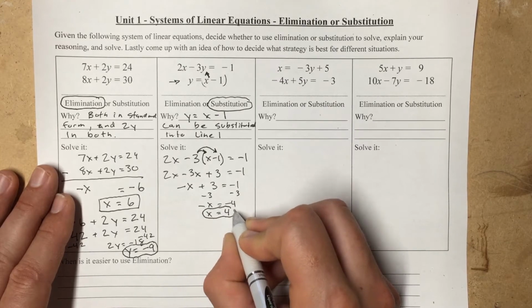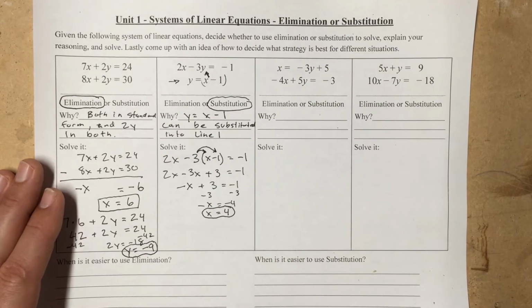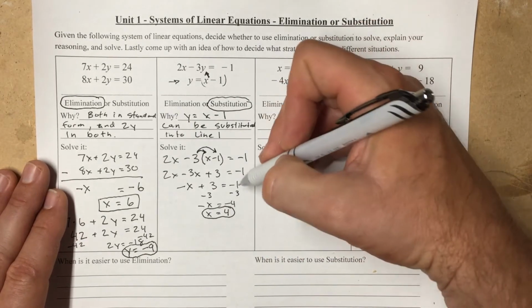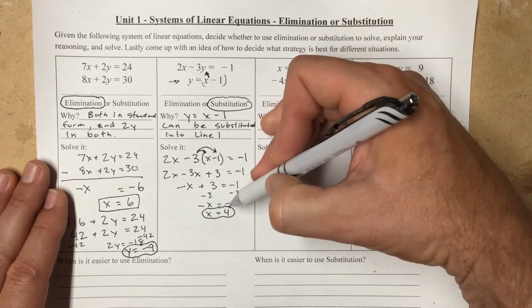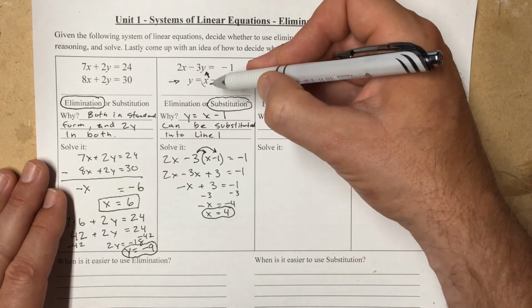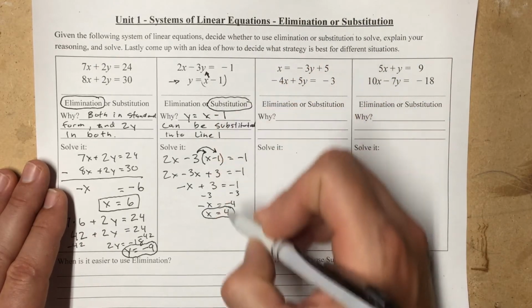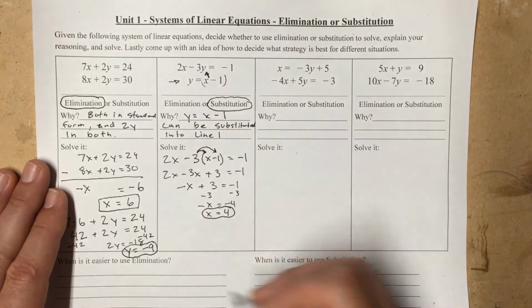Very good. Halfway there. Always look back at your equation. What's the easier one to plug this number into, and you'll solve for the other one. Since y is equal to x minus 1, I'm just going to plug that 4 in for x here, and it'll tell me what y is, right?